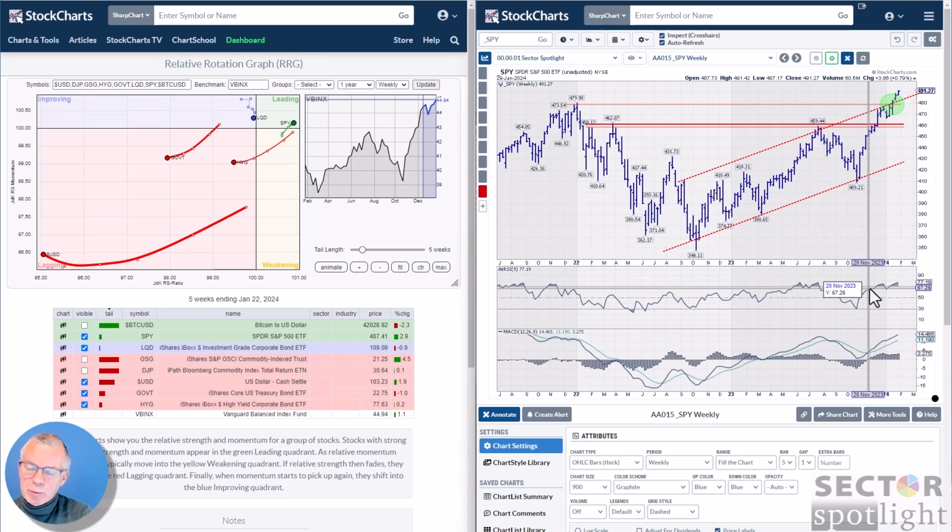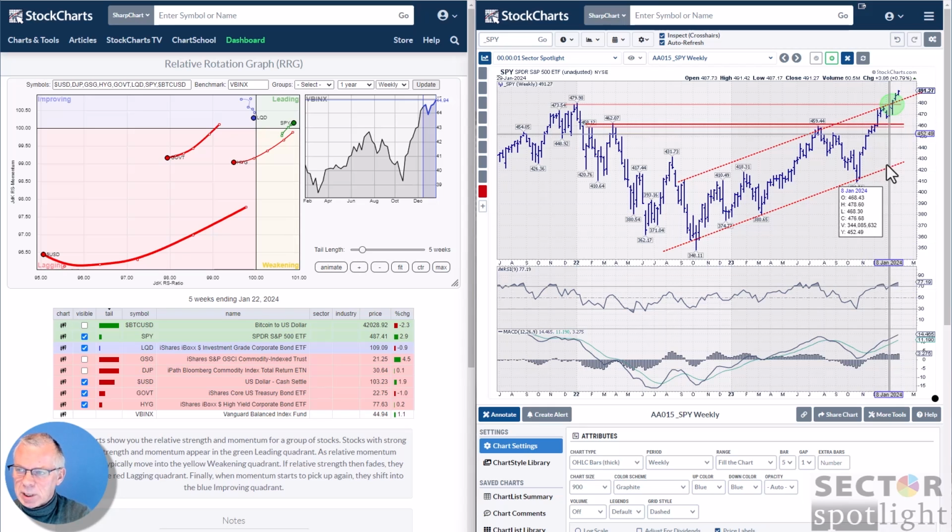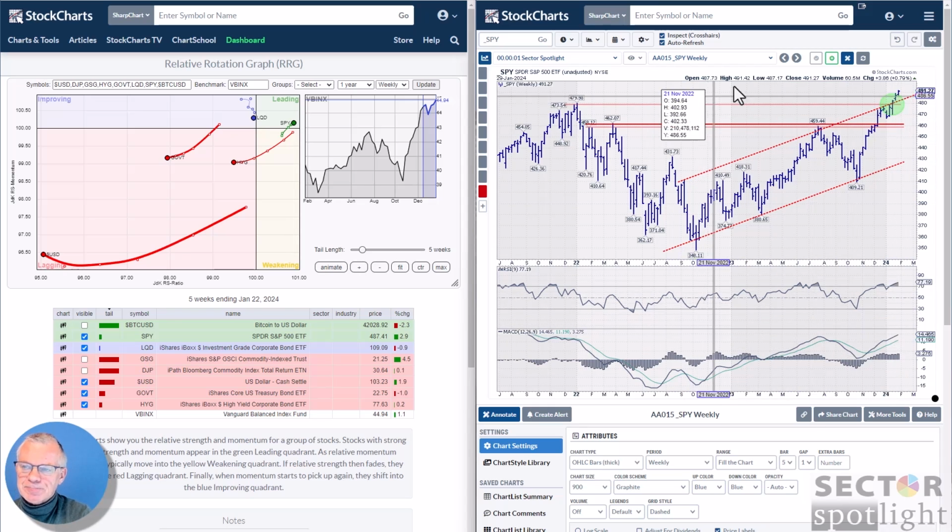Even if you would think there was going to be a negative divergence in the RSI, that is now gone because the RSI has just taken out its previous high as well. So there's no negative divergence looming over this current rally, not in the RSI, nor in the MACD.